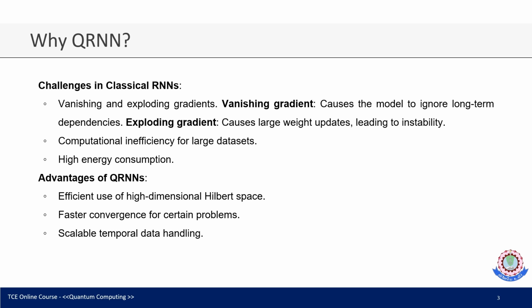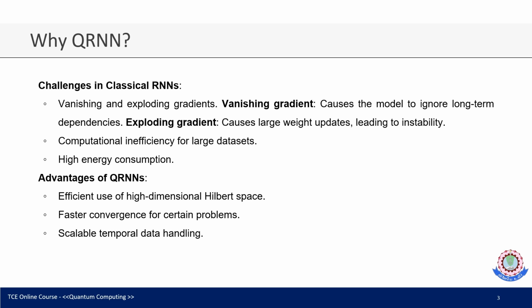So why QRNN? We have many challenges in classical RNN: vanishing and exploding gradients. In the case of vanishing gradient, the model ignores long-term dependencies. Exploding gradient happens with large weight updates leading to instability. The next challenges are computational inefficiency for large datasets and high energy consumption.